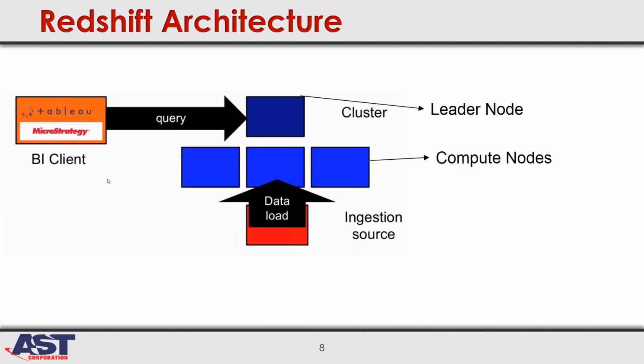So what are the responsibilities of the compute node and the leader node? The compute nodes are responsible for loading the data and storing the data. But the leader node is responsible for connecting to a BI client like Tableau or a data visualizer, and the leader node is also responsible for connecting to the compute nodes and pulling up whatever data is requested from the BI client.